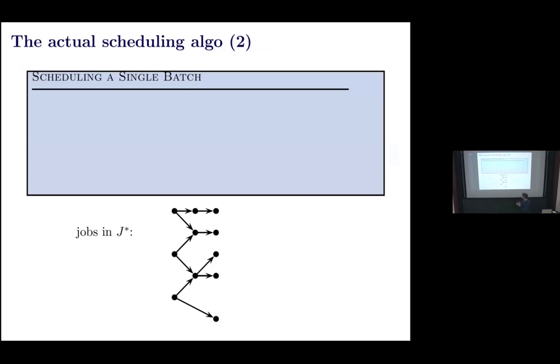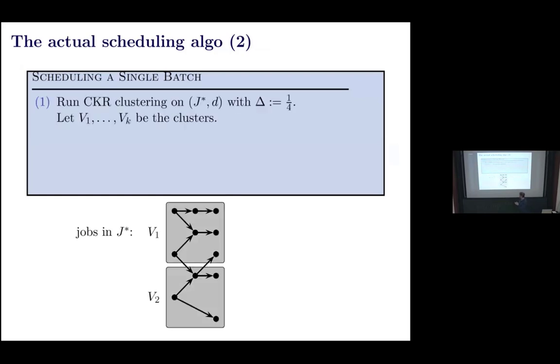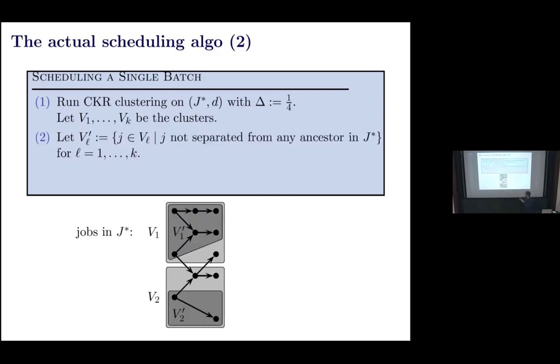So how do we manage to schedule half the jobs? Here's the algorithm. We first run the CKR clustering with a diameter bound of, let's say, one half. And these are all clusters. You can see that some jobs may have a dependence, so it's not that we can schedule the blocks in parallel, but we can rescue the situation. We can simply take all the jobs in, let's say, the L block that are not separated from any ancestor in J star. This is the dark gray area. These we can schedule. The only thing that's not clear is that these are half the jobs, but they are, and that's the last thing that I will prove.